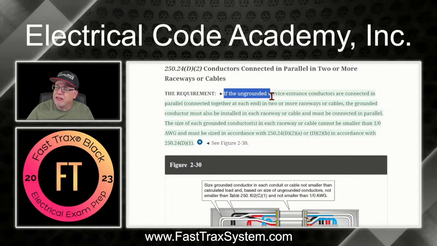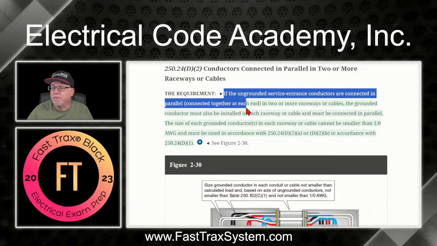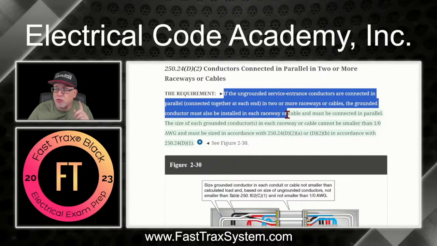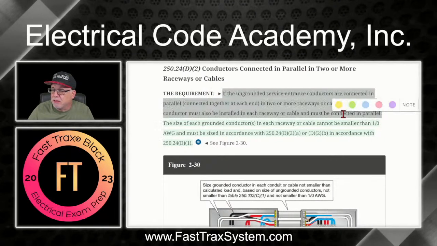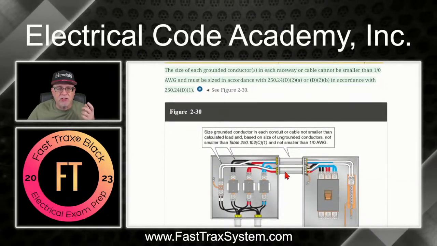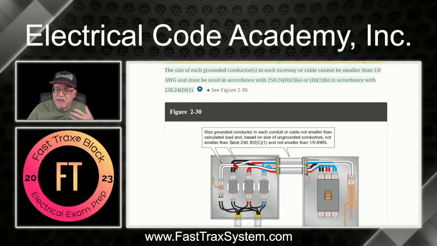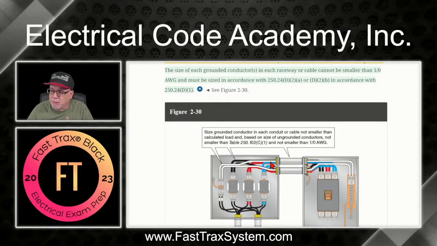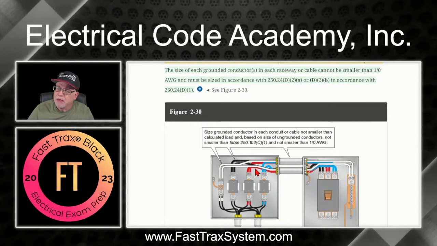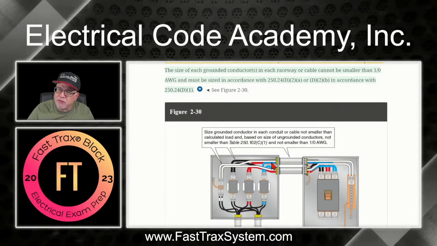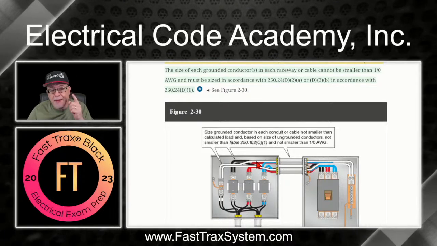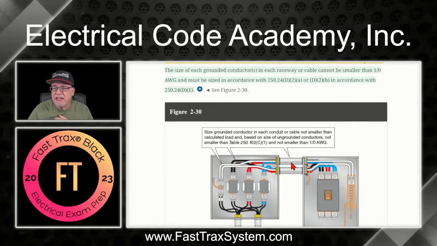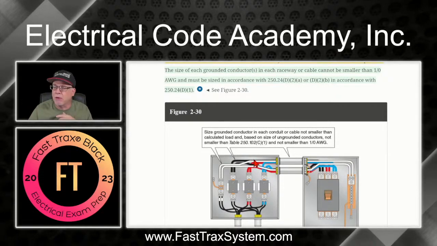If the ungrounded service entrance conductors are connected in parallel in 2 or more raceways or cables, the grounded conductor must also be installed in each raceway or cable and must be connected in parallel. So that rule is basically looking at this illustration. If we're going to be installing these as 2 sets here, and they're being installed in parallel, instead of running them all in one raceway, they're running them in 2 separate raceways, so that's why we're at (D)(2). This grounded conductor has to be sized for each separate raceway. And it's going to be based on the largest ungrounded conductor in each individual raceway. Okay? So that's ultimately what we're going to do.